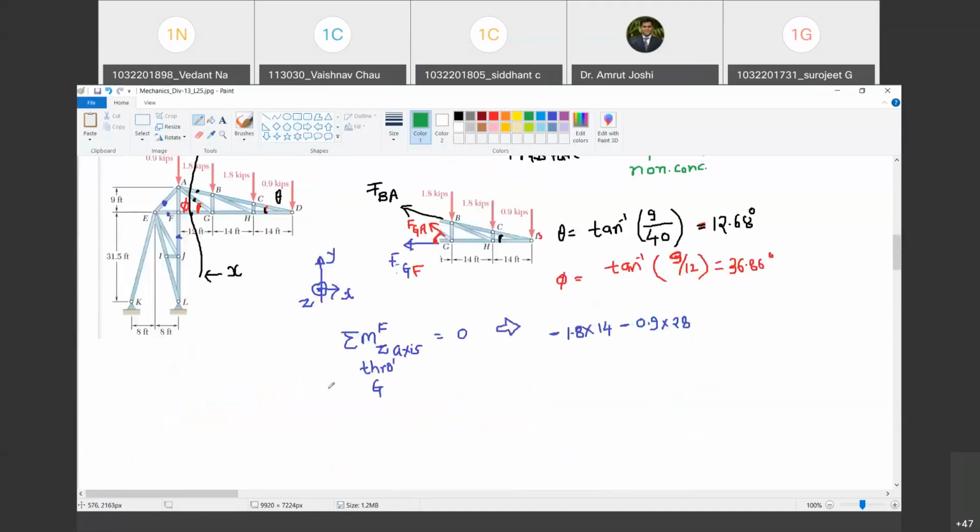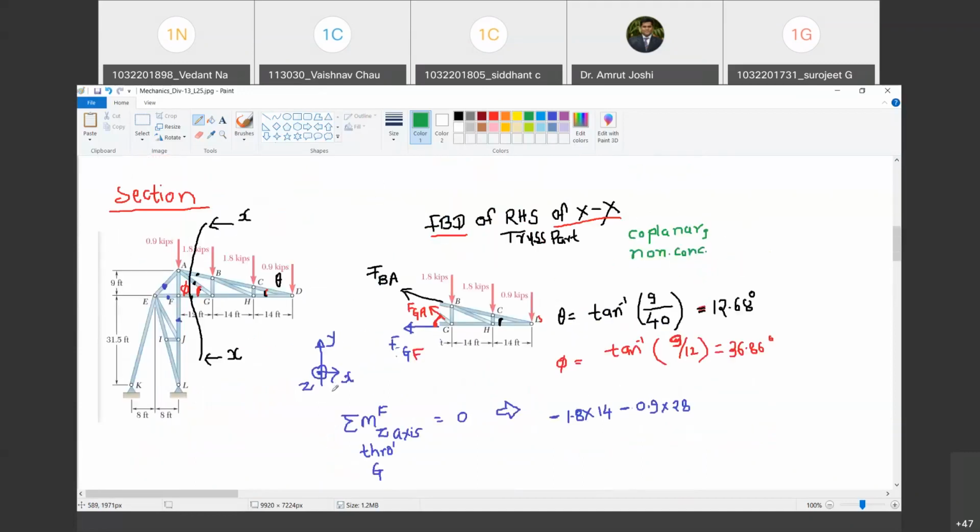Yes, sir. We are now going to apply these three equations, and there are three unknowns at our disposal. Do you agree with me? Yes, sir. How many unknowns are there? There are three unknowns. So we are going to solve for these three unknowns by using the three equations of equilibrium. Fair enough? Yes, sir. This process is called the method of sections. Are you with me? Yes, sir.